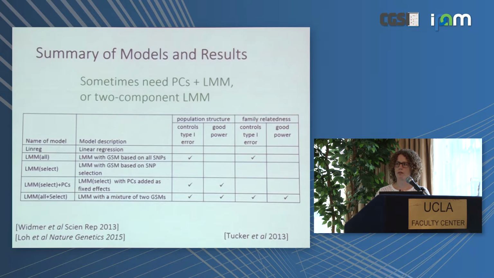You would have to have quite strong family structure to need that. But I just wanted to make sure everybody knew that that's the current viewpoint, that doing feature selection by itself is not useful. However, when you mix it with these other things that ensure you control the type 1 error, you still see increased power as a result of doing that feature selection.